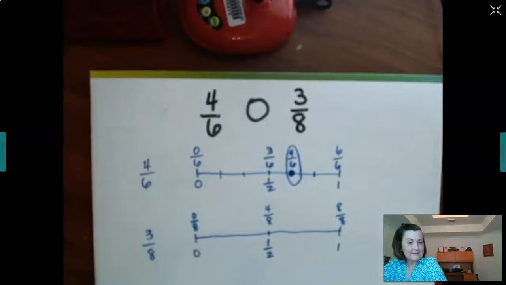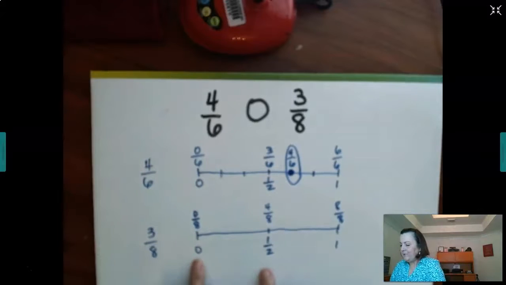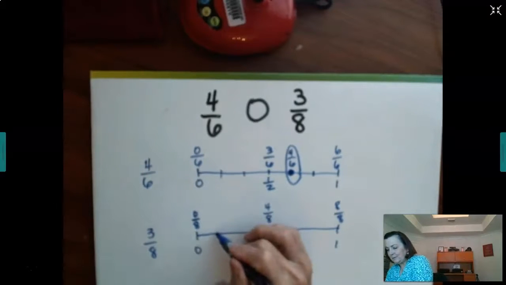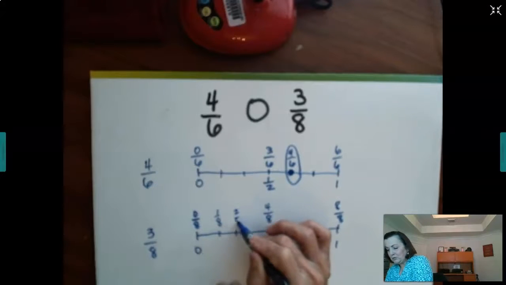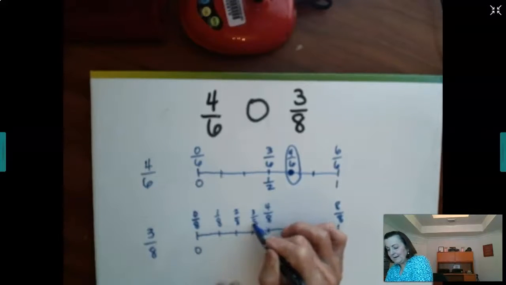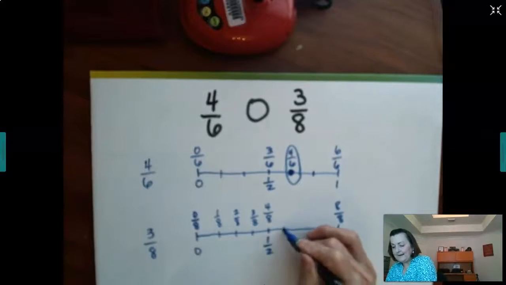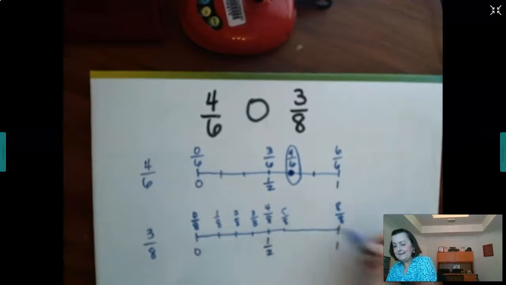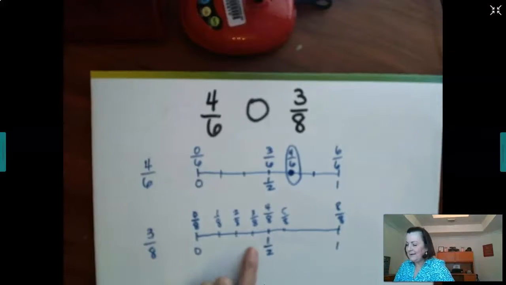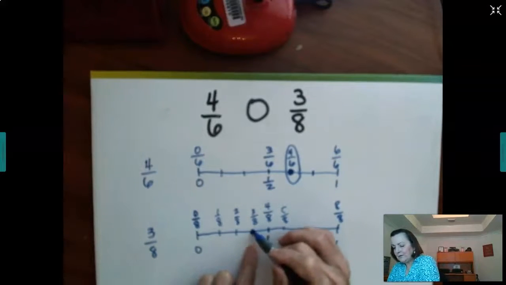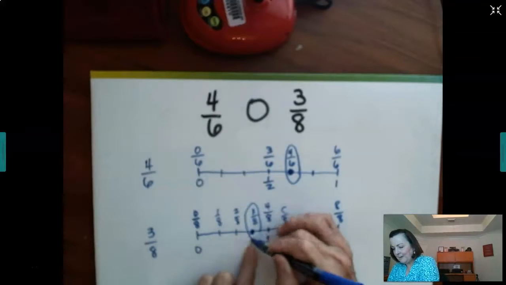And let's do the same for 3/8. If we have 0/8, we would have 1/8, 2/8, 3/8, 4/8, 5/8, etc. Since we already know where 3/8 is, I'm going to go ahead and stop. And we have plotted 3/8 right here on our number line.